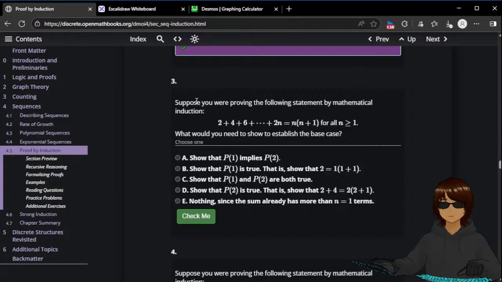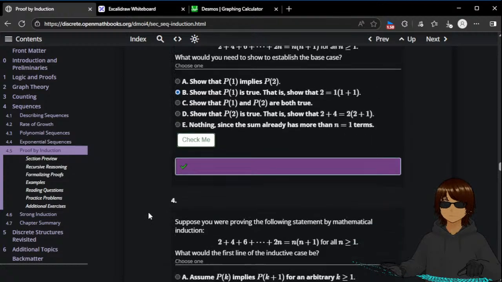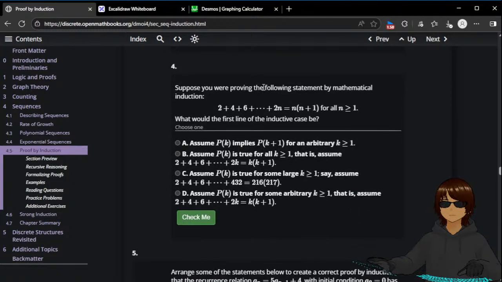Suppose you were proving the following statement by mathematical induction. What would you need to show to establish the base case? Show that P1 and P2 are both true. Show that P1 implies P2. I think it's this. Yeah. Show that P1 is true.